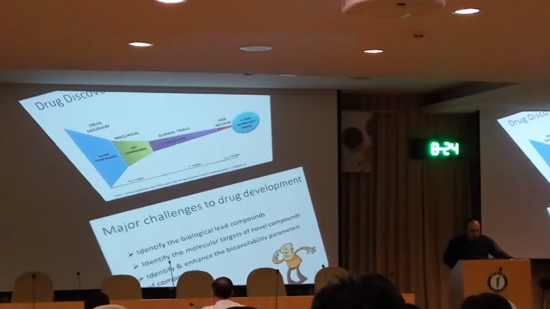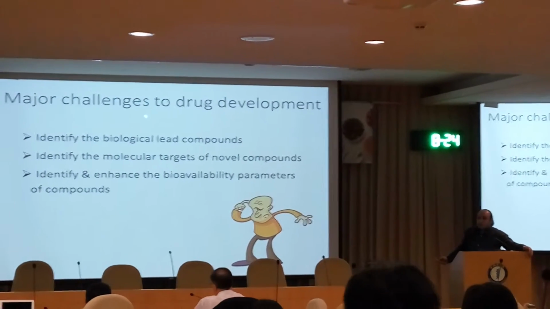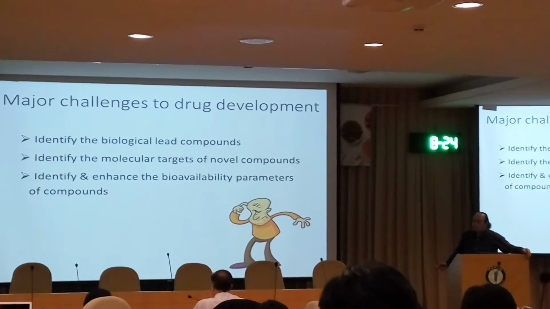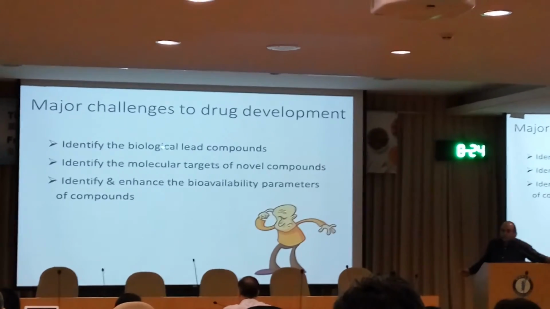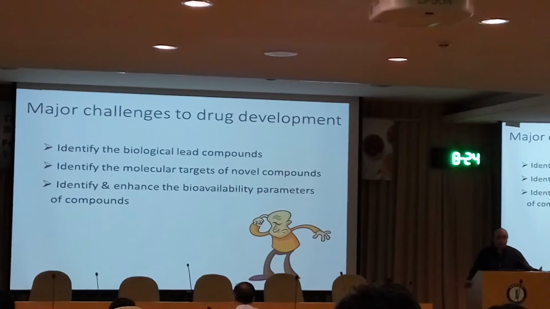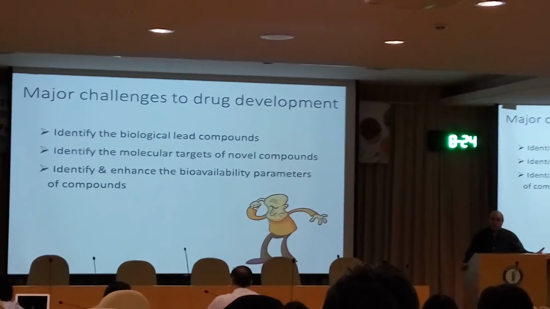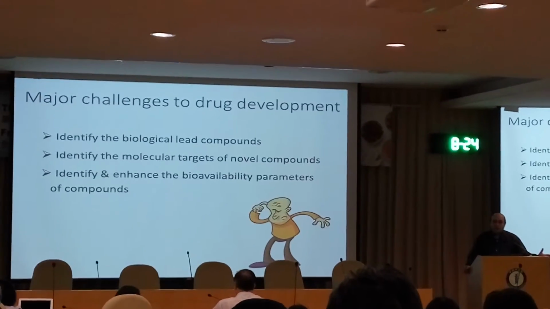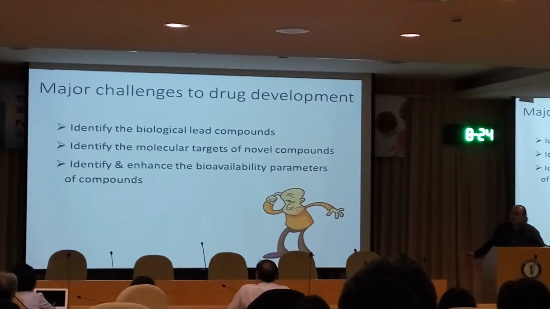If I summarize the major challenges to drug development, I can identify three points. The first is to identify the biological lead compounds. Like we just mentioned, we have thousands of new compounds every year, but most of the time we have no idea what their biological use will be. So we have to identify the biological lead compounds.